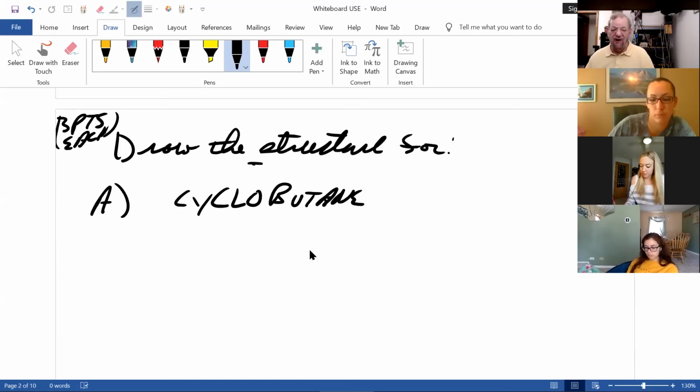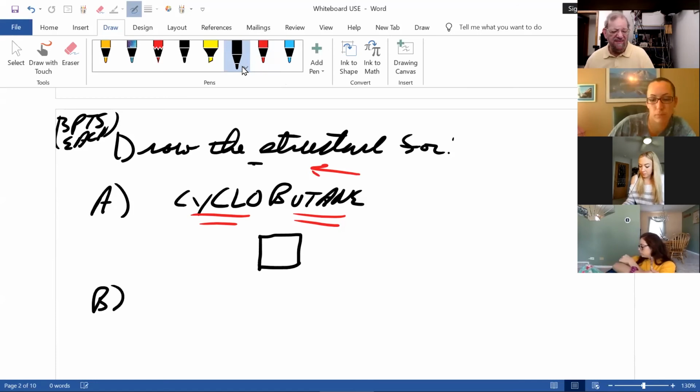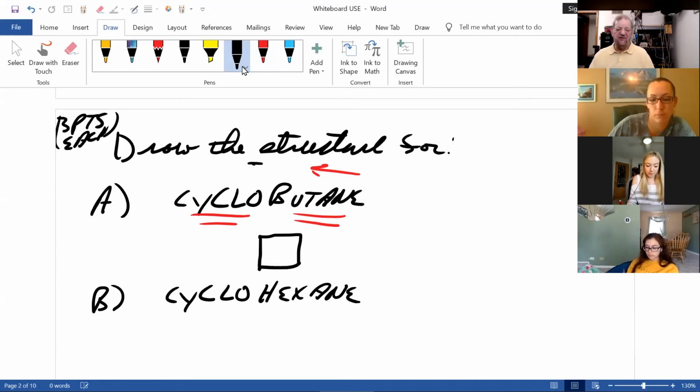So how would you draw cyclobutane? In organic chemistry, you always start from the right and move left. Butane, 4 carbons, cyclo, a ring. Therefore, I have a ring with 4 carbons, and there you go. I'm going to let you have some fun. Why don't you draw the structure for cyclohexane?